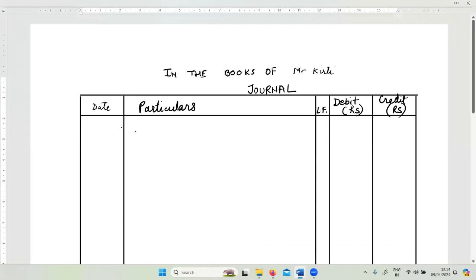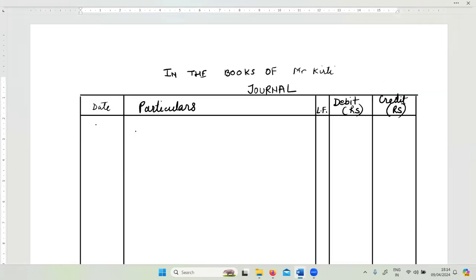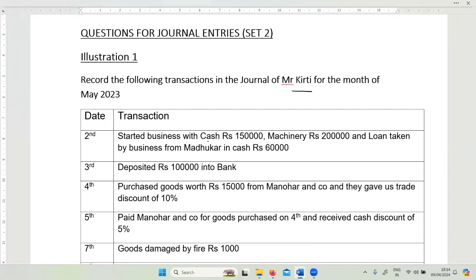Fine. Now, what is the date? The first date that we have is the 2nd, right? On 2nd of what month? May 23. So I'm going to first put the month May 2023 and 2nd. Correct? Now, started business with cash, machinery, and loan is taken in cash again. Okay. So if you remember the compound journal entry that we did, we have the account of cash, we have the account of machinery, we have the loan account, and we have basically the capital account, right? Because it started business, so capital account.